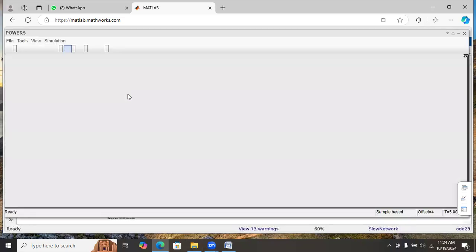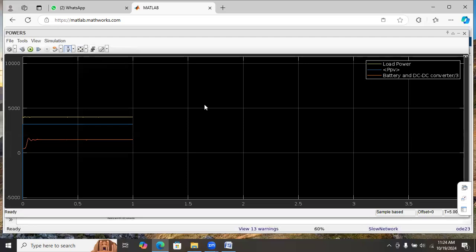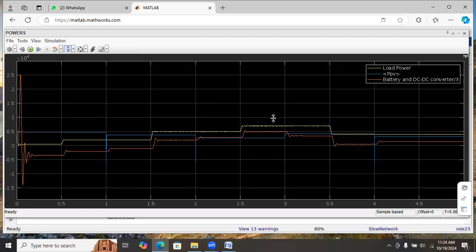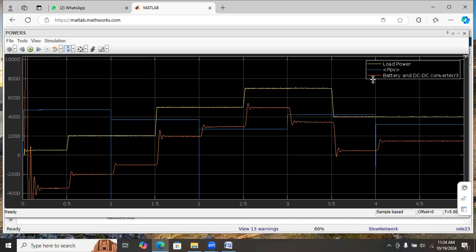Here, this is the power demand, that is the load power. The yellow curve is the load power. The blue curve is the power generation. And this red curve is the battery power. Initially, the power generation is higher than the load power. So the battery was charging. After 1 second, the power generation is reduced and the load power is still less than that of power generation. So the battery was still charging.